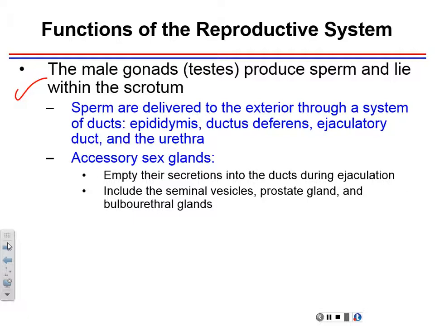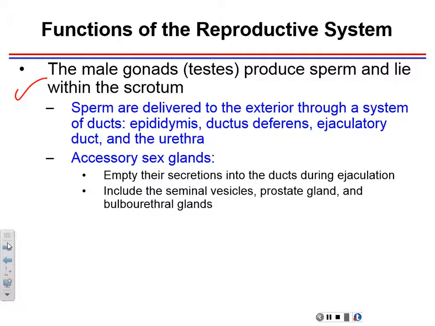So sperm are delivered through a ductwork, a system that conducts to the outside, ending with the urethra. It's a duct system that comes from the testes, starting with the epididymis, and then it goes up. Then the vas deferens, which is about 45 centimeters long on both sides, goes into the ejaculatory duct, where it mixes with secretions from the seminal vesicles located behind the bladder.